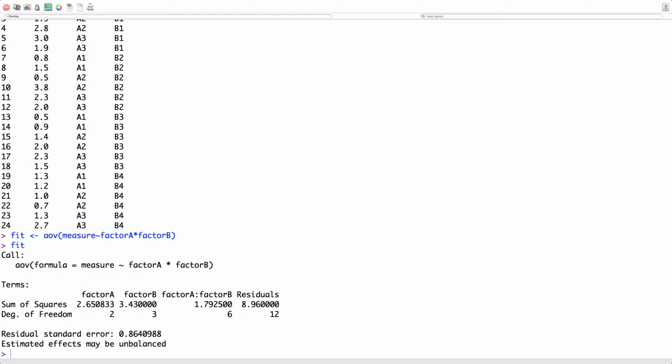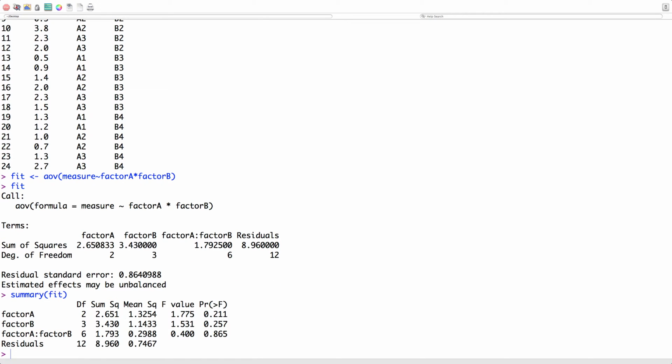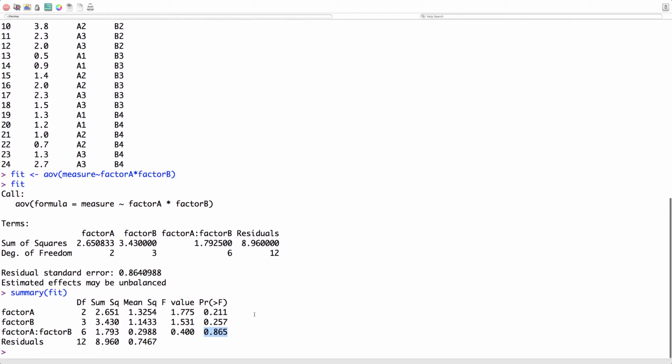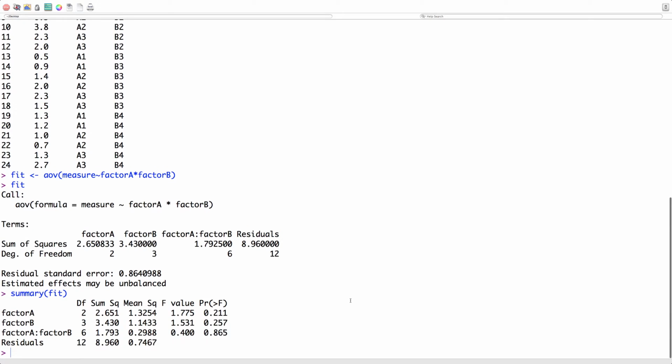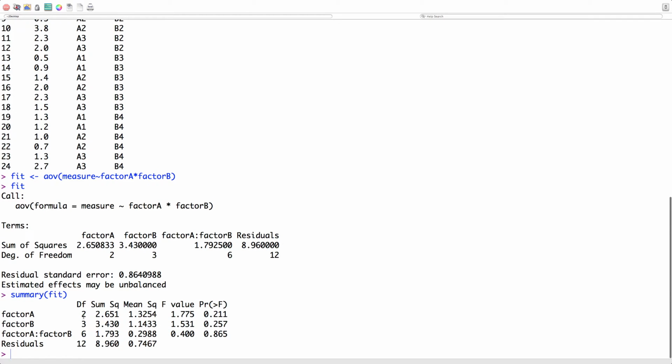Now, what I want to do, though, is summary. I want to get the complete ANOVA table, and I get that here. So what I see is I have a situation where my two main effects are not statistically significant, and my interaction effect is not statistically significant. So really, I'm kind of ready to throw the baby out with the bathwater here, in that not much has actually happened.